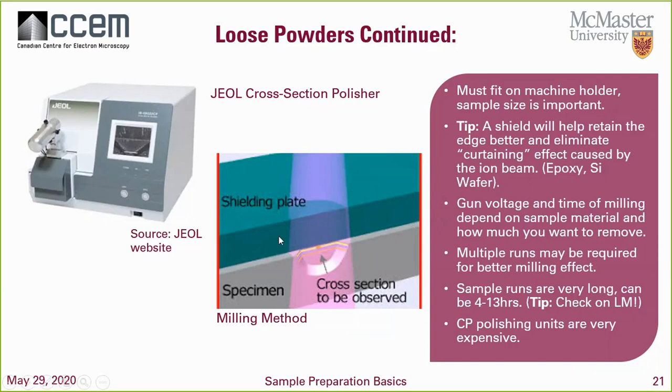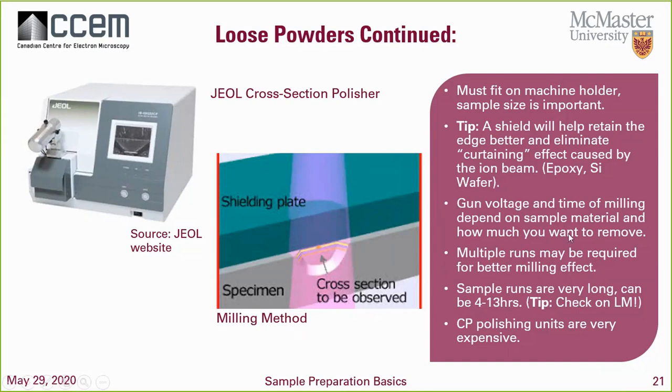I really, really highly recommend adding a shield, okay? Now, gun voltage and timing of the mill depends on the sample. So let's say I was doing the powder, usually because they're very soft and it's just carbon, a graphite block, usually about 4 to 5 hours would do it at around 4 kV. But let's say you're doing a more acidic steel, you're looking at maybe 13, 14 hours in cross-sectional polish, okay?